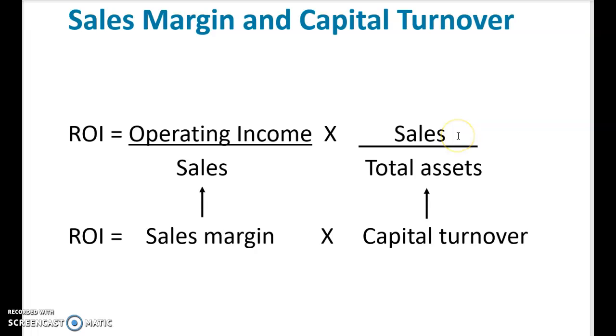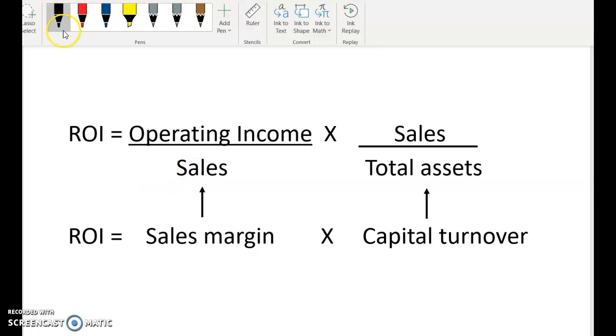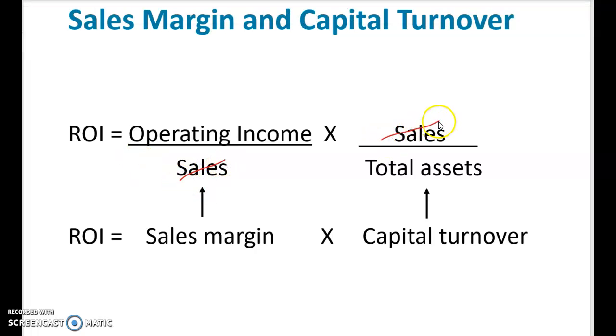And then if I take sales and divide it by total assets, that tells us capital turnover. In other words, that's how many times our capital is creating sales. All right. And if I take my sales margin and multiply it times capital turnover, that gives me return on investment. And what the ROI formula does is it cancels the sales. Okay, so what we're left with is operating income divided by total assets.